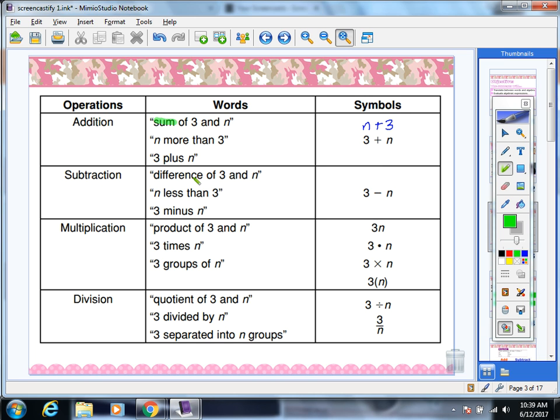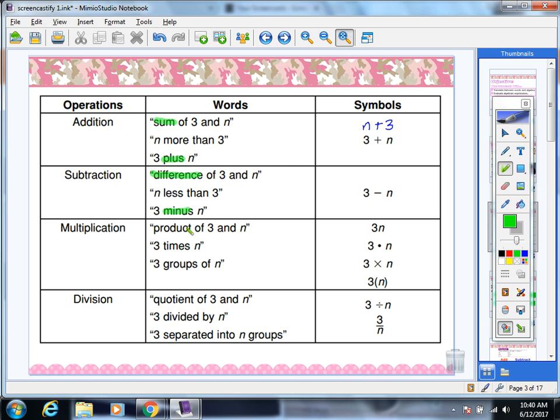For subtraction, the difference, that's a key word, of 3 and n, it has to go in that order, the 3 first and the n second. You could also say n less than 3. Think about it. You've got 3, then you've got to subtract the n from it. Or the easiest here, 3 minus n. I think we're pretty good at those basic ones.